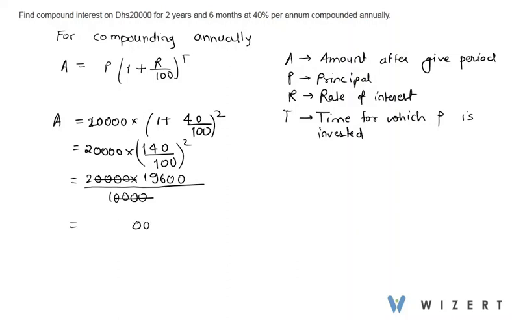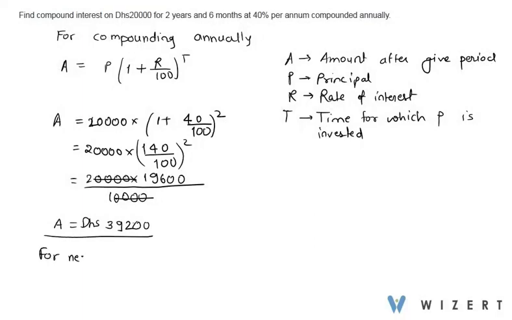0, 0, 6 twos are 12, 9 twos are 18 plus 1 is 19, 2 ones are 2 plus 1 is 3. So the amount after 2 years is 39,200 dirhams. Now for next 6 months we can use simple interest formula with this as principal.